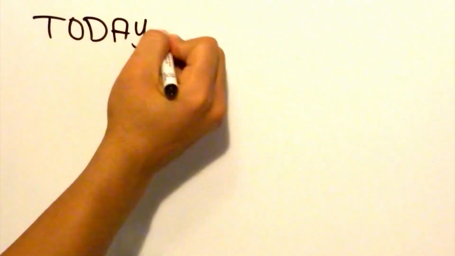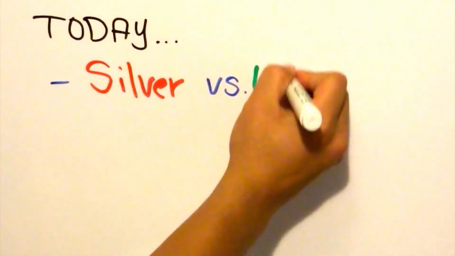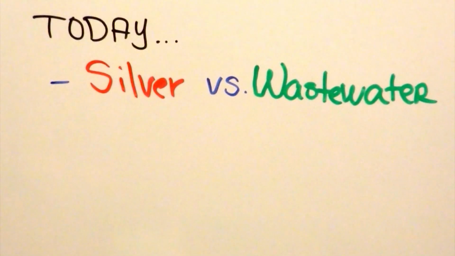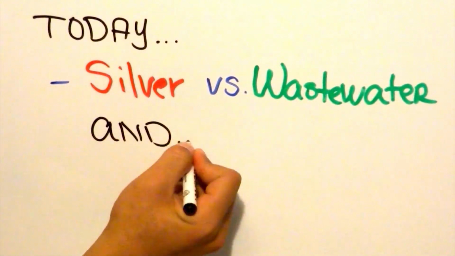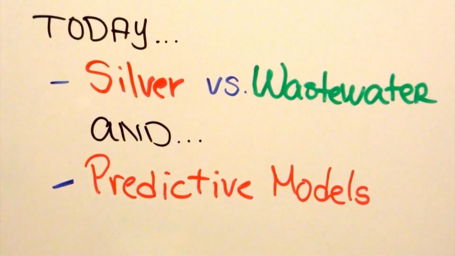Today in this video, we will be discussing the potential effects of silver on wastewater treatment plants and some of the research being done on this. Also, we will discuss the use of predictive models to design better wastewater treatment plants and how these predictive models can be used to protect public health.